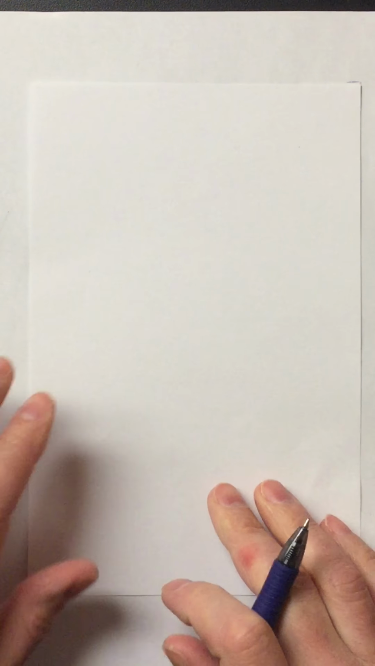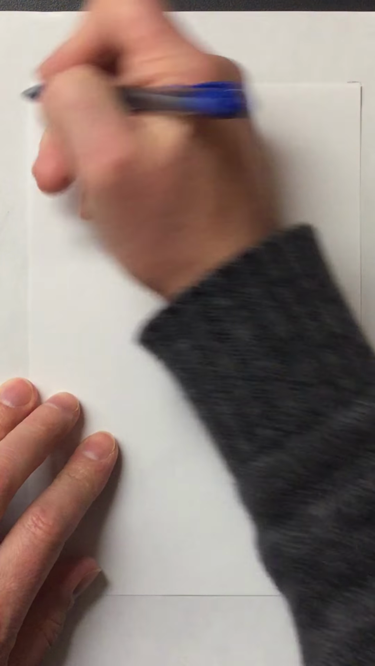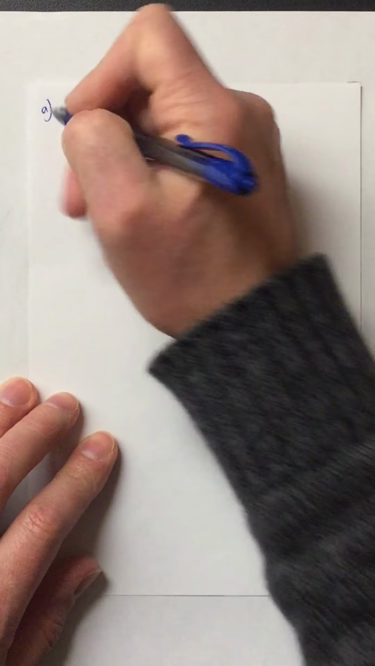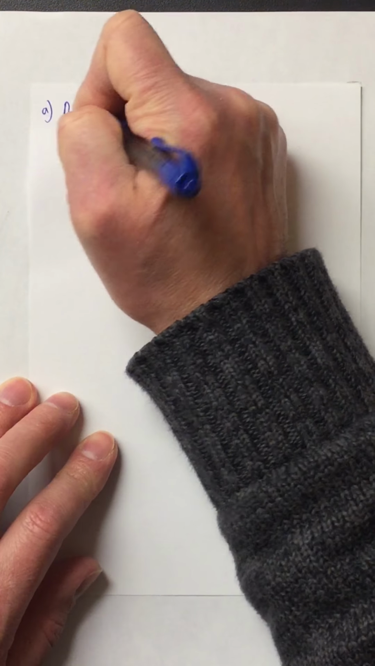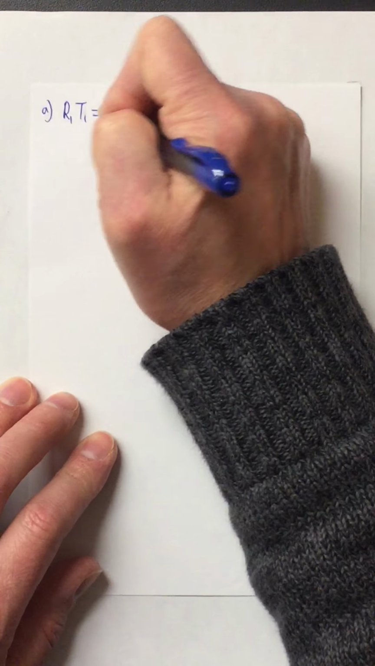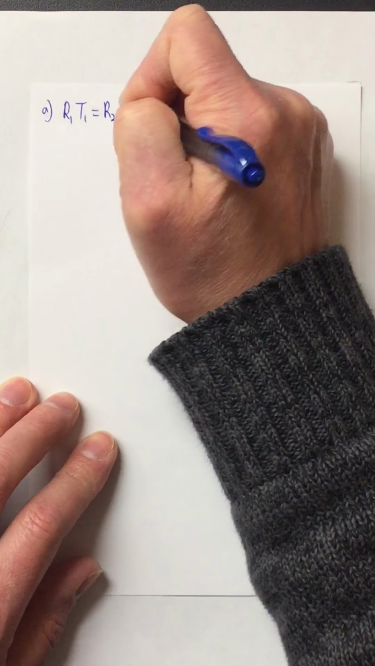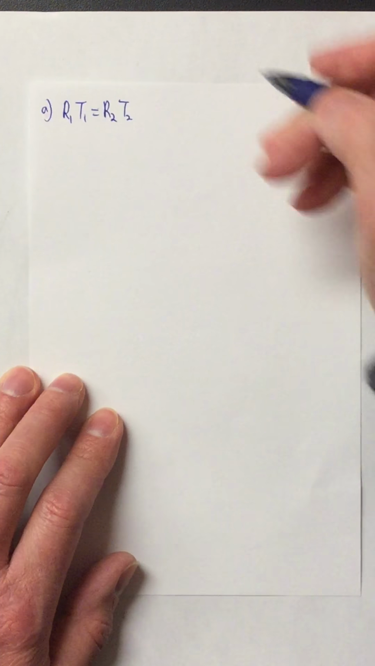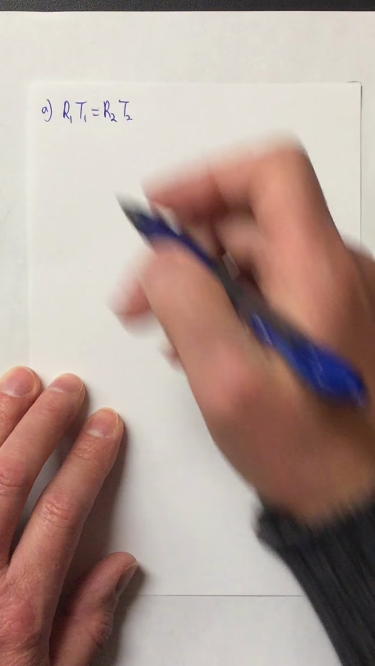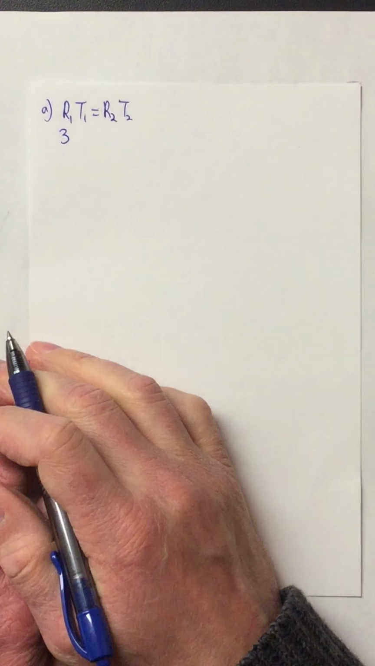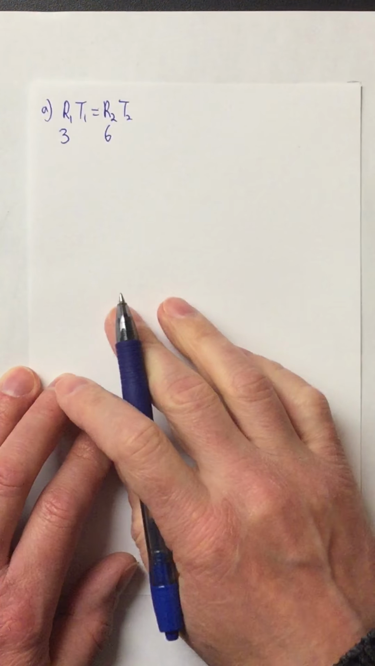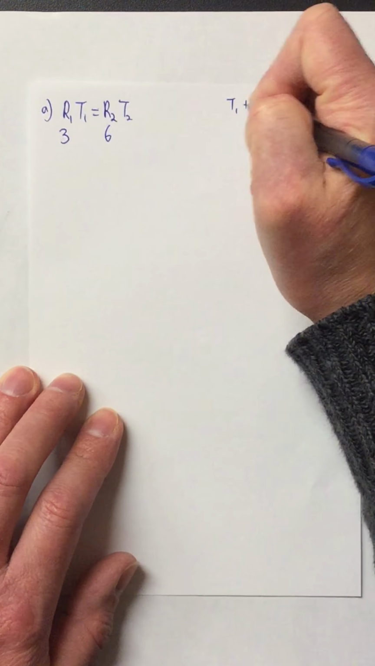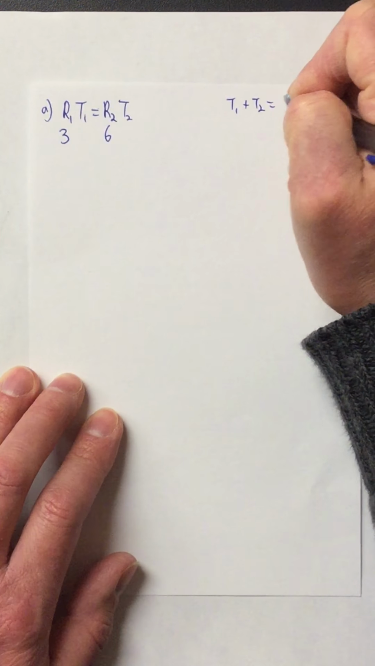All right, practice problem A. We have R1 T1 is equal to R2 T2. All right, what else do they give us here? They give us R1 is equal to 3, R2 is equal to 6, and then they tell me T1 plus T2 is equal to 60.